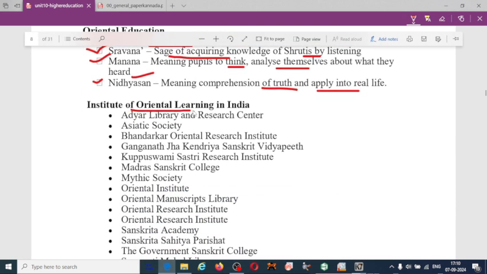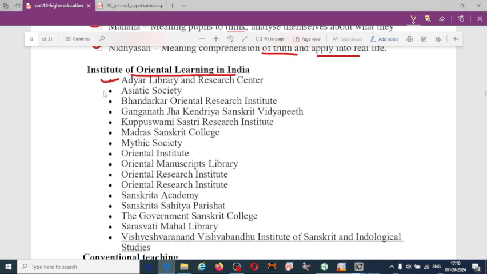Institutions of Oriental Learning in India. First one is Adyar Library and Research Center, Asiatic Society, Bhandarkar Oriental Research Institute. So overall, you can note about 10 to 15 oriental learning institutes in India. Okay.